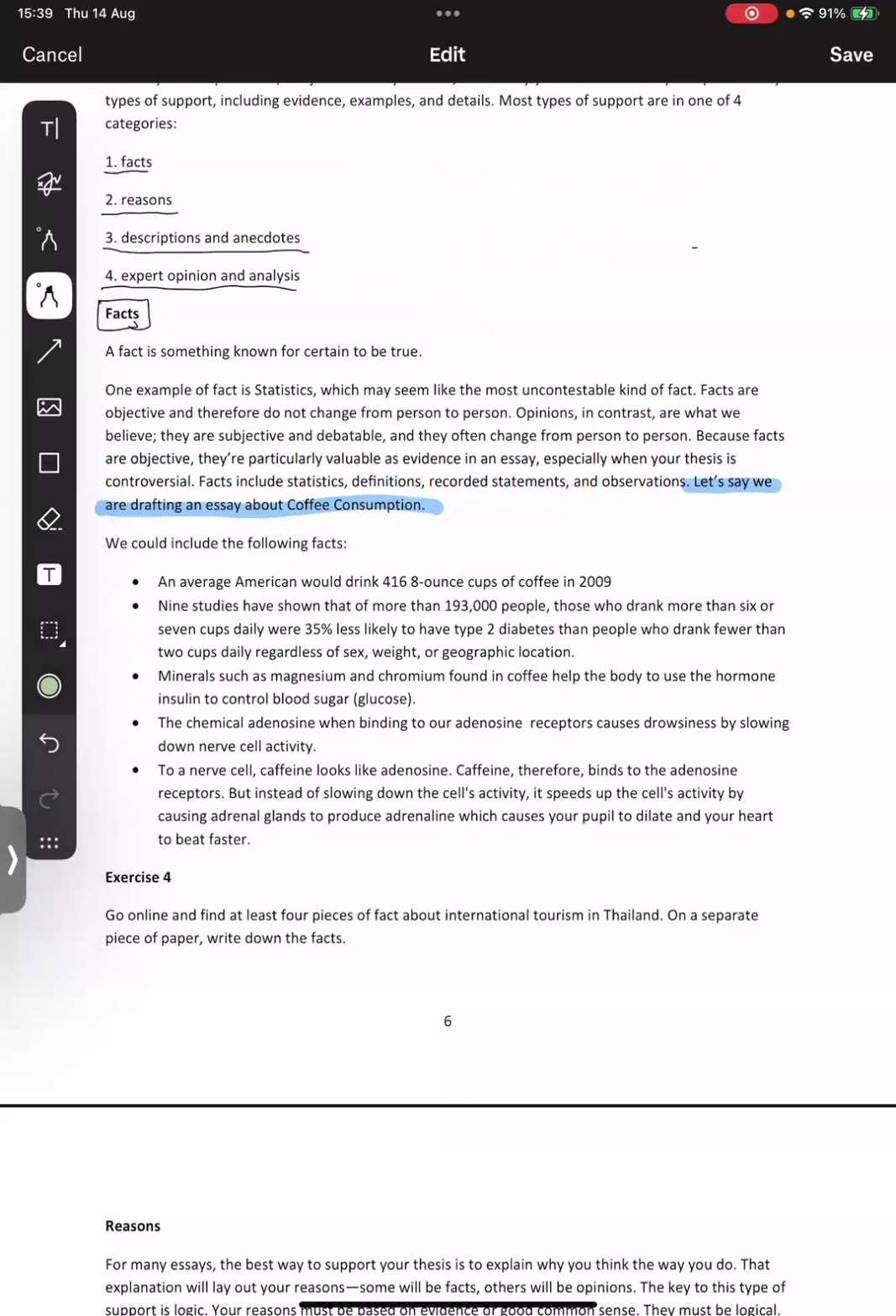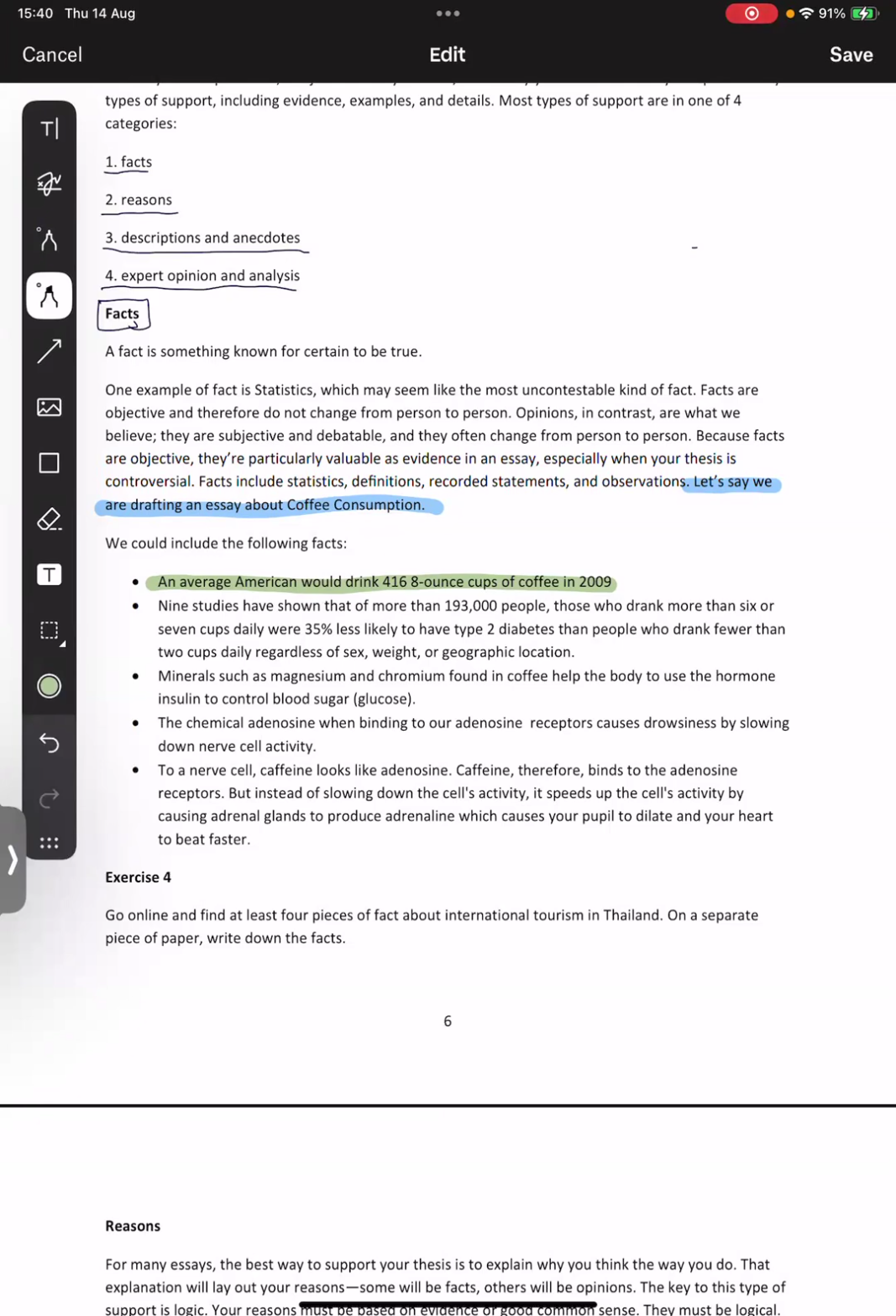So first fact, the average American drank about 416 8-ounce cups of coffee in 2009. It is a fact. It can be proven. This is probably a survey, and somebody went out there to collect data, and this is what they found. So each American would drink 416 cups, but not in one day, of course. They do it over a span of 1 year. So in 1 year, they drink 416, and that was recorded in 2009. And the size of the cup that they use is 8 ounces, so it's not a big cup.